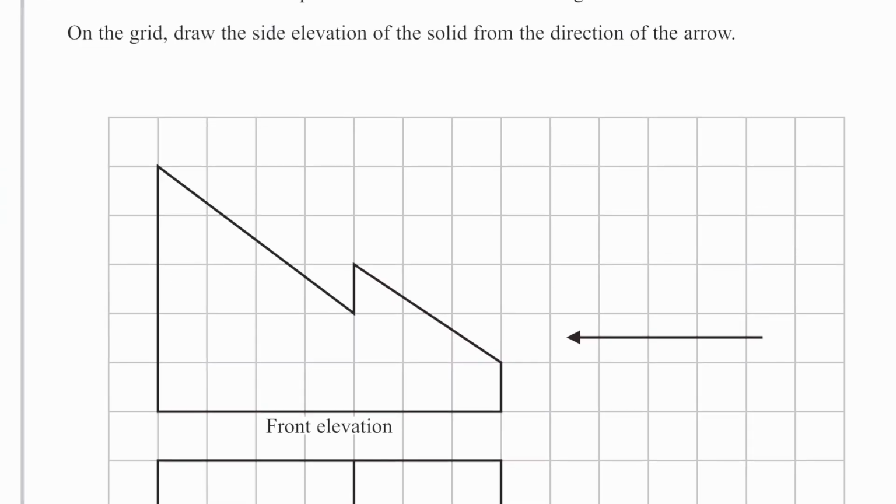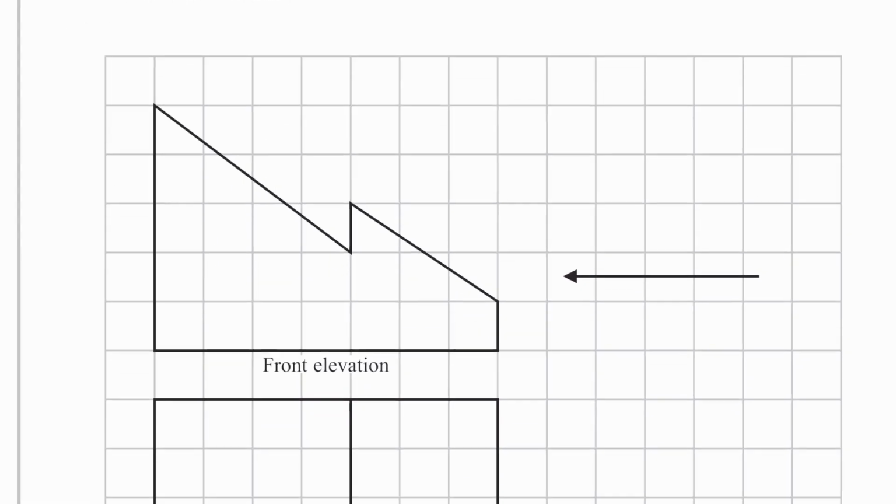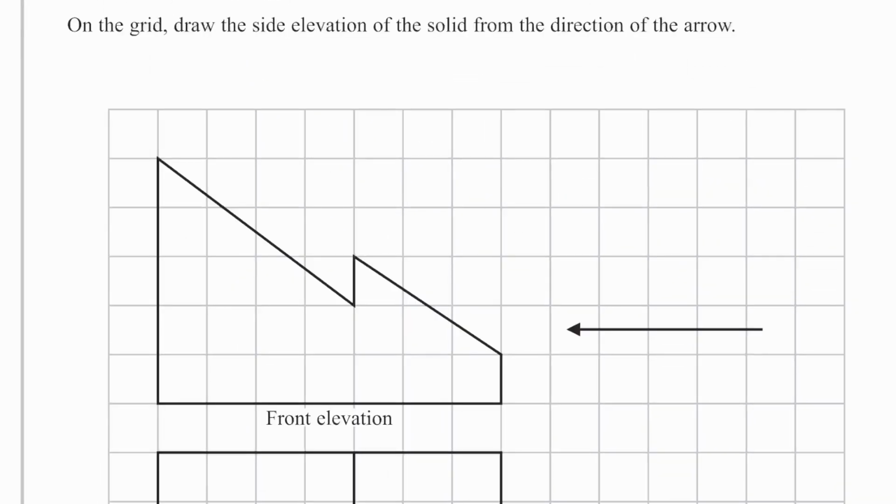Question 2, then. The front elevation and the plan of a solid are shown on the grid. On the grid, draw the side elevation of the solid from the direction of the arrow. So it's a bit of a geometry question here, but it's more common sense than anything else. The first thing you're looking at is the front elevation. This is what it would look like from the front, right? So essentially it tells us the different heights that we're working with.